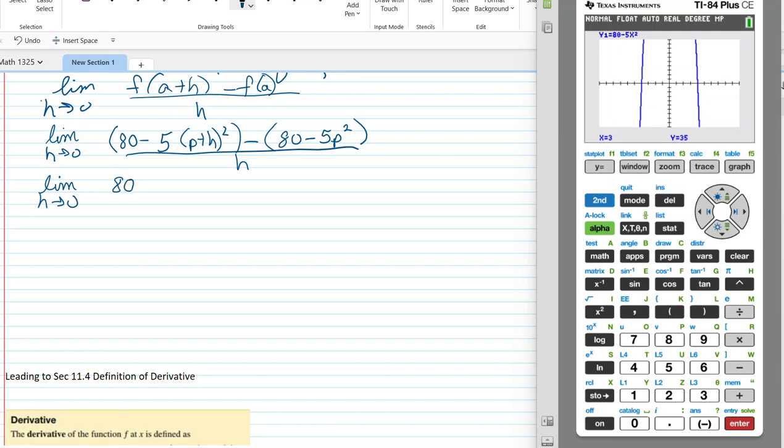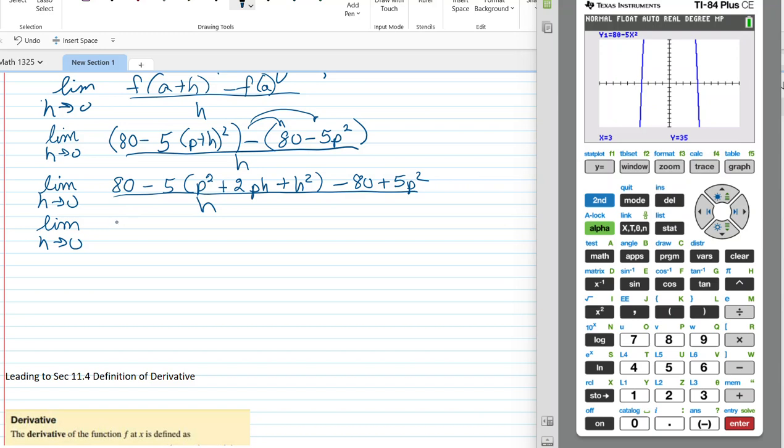I'm going to have an 80 minus 5, parenthesis, the square of the first term, plus twice their inner product, plus square of the last. And I'm going to put the distributive property here, 80 plus the 5p squared, all over our h. Now I'm going to simplify.